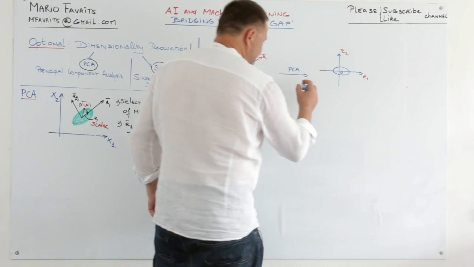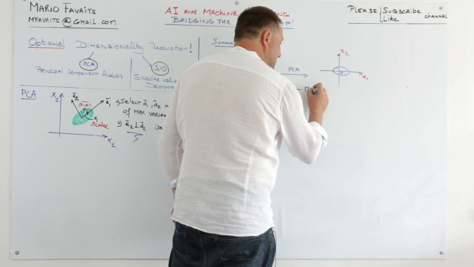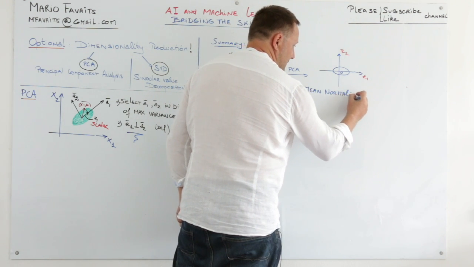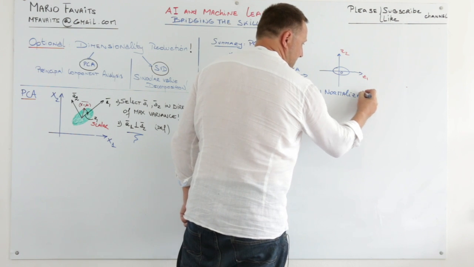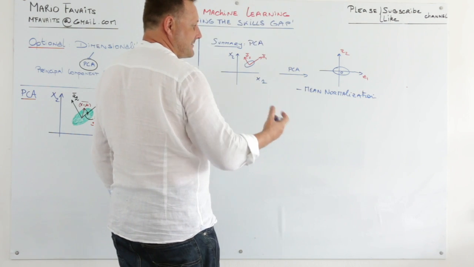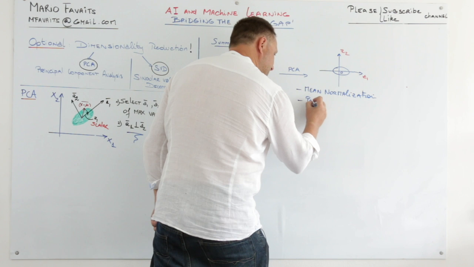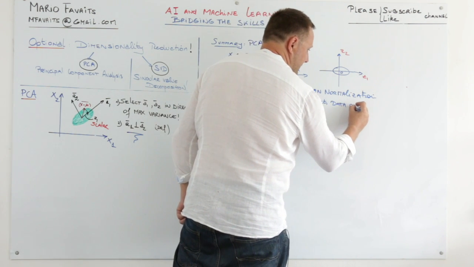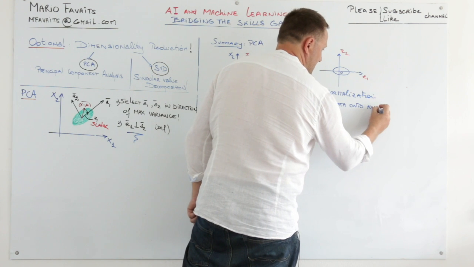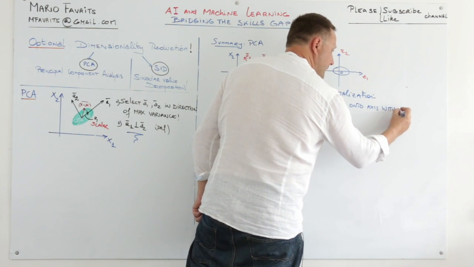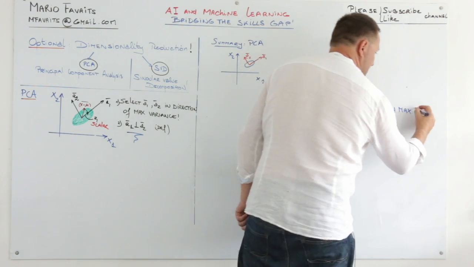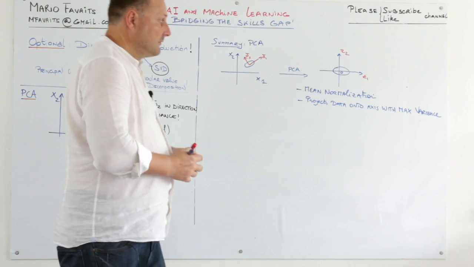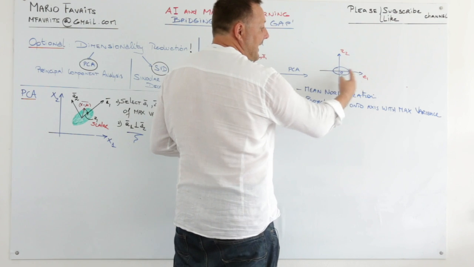So what PCA does is a mean normalization. So it centers the data around 0 and then it projects data onto axes with maximum variance. Okay, so in this case it is the z1 axis.